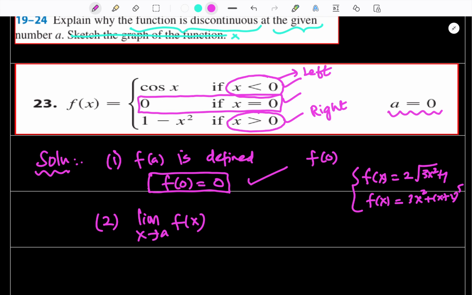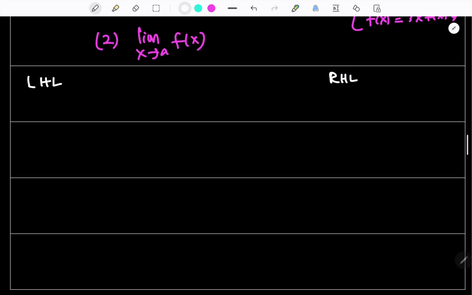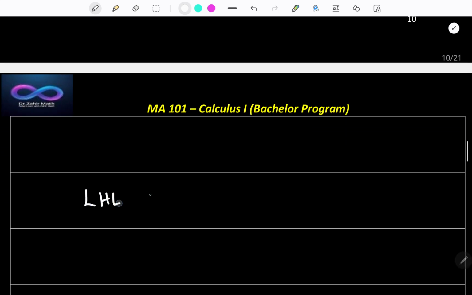Don't remember all these terms, forget it. Just remember there are 3 functions. One function we already used for f of a is equal to 0. So you have to calculate left hand limit and right hand limit. Why, teacher, are you calculating left hand limit and right hand limit? Because in the last exercise we saw that if the left hand limit is equal to the right hand limit, then that is equal to the limit of the function.